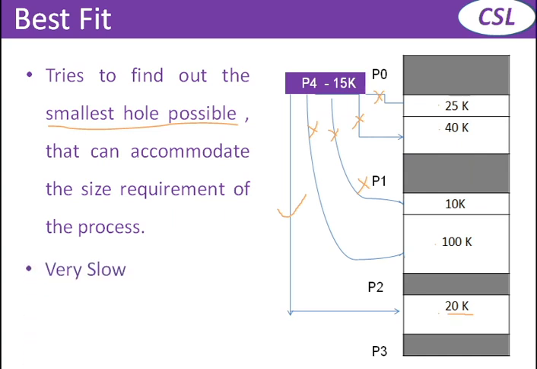So it is very slow because we need to identify which one is the smallest hole. That means we need to identify all the available partitions. That is the big task in the best fit method, and it searches the entire list. That is the only drawback, but the advantage here is that it minimizes the memory wastage. Okay.